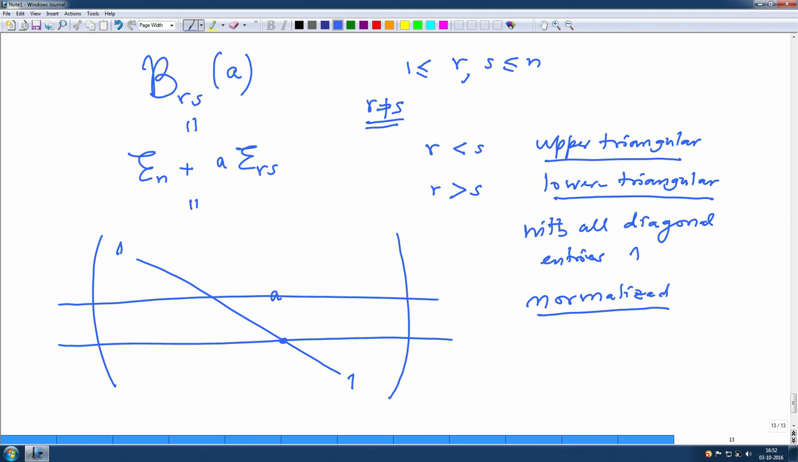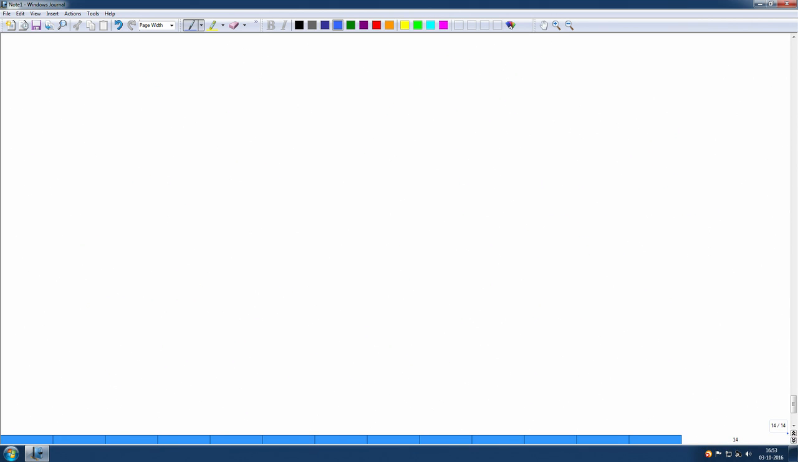Okay. Also, they are clearly invertible. These matrices are invertible because diagonals are 1, and we have seen such matrices are invertible. Also, if originally it is upper triangular, the inverse is also upper triangular, and if it is lower triangular, then it is lower triangular. So in this case we can write down the inverse very well. Let me write it down. What is the inverse of B_rs(a)? This inverse is nothing but B_rs(-a). This is the inverse.